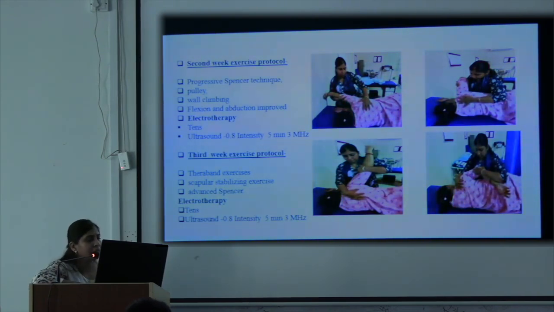Third week, exercise protocol. Therapeutic exercises for muscle strength, stabilizing exercises for shoulder stability, and the advanced expansions. Last one.